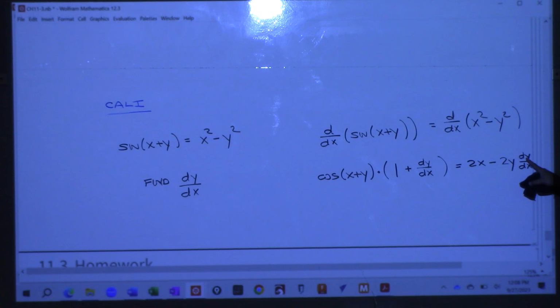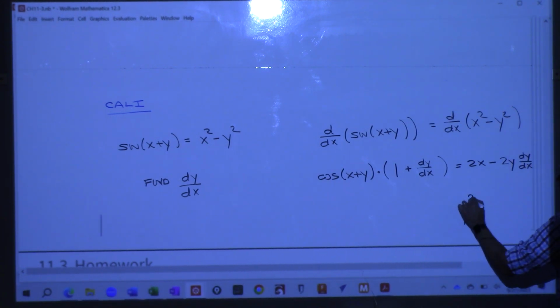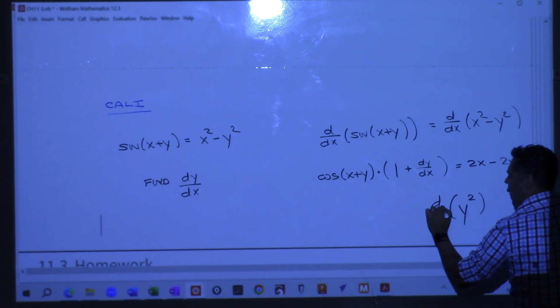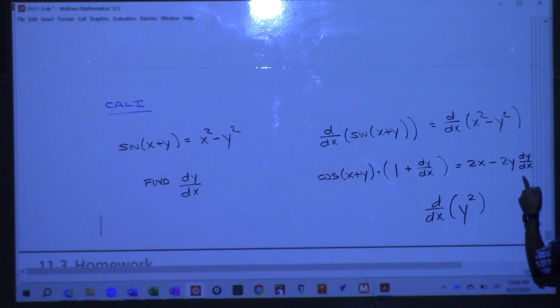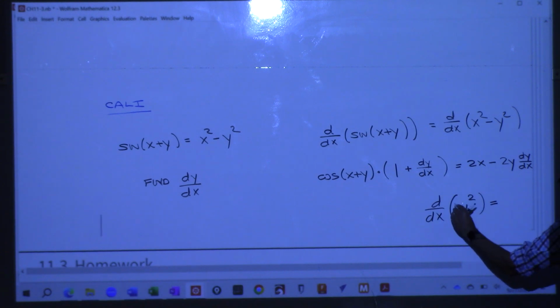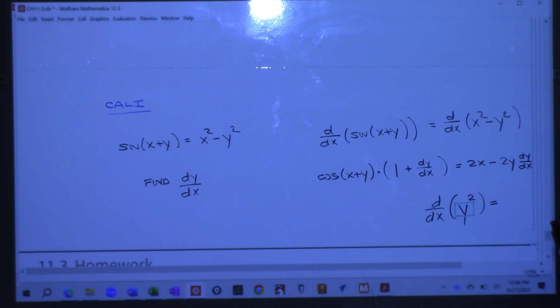What's happening here? Why is the derivative of y squared with respect to x equal to 2y dy dx? Why is that? Because we're using the chain rule. You have something squared, right? What's the derivative of anything squared? 2 times that something to the first power, right?